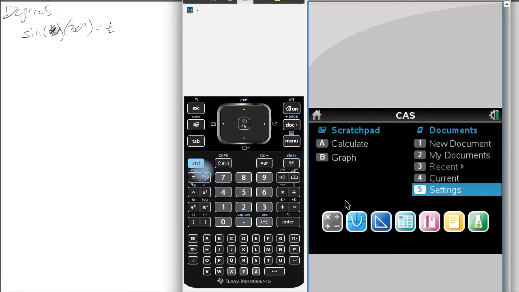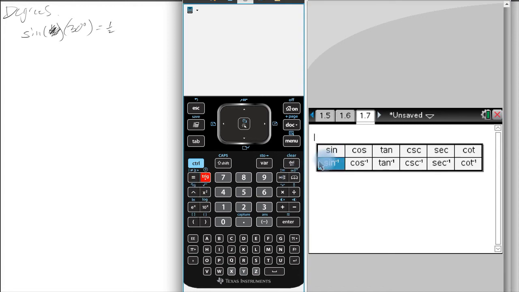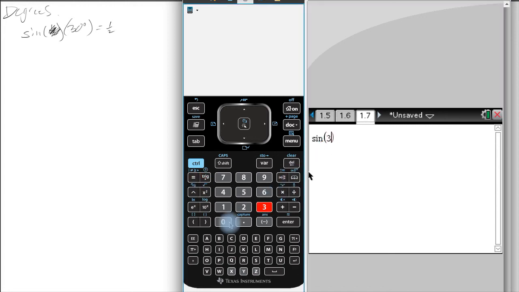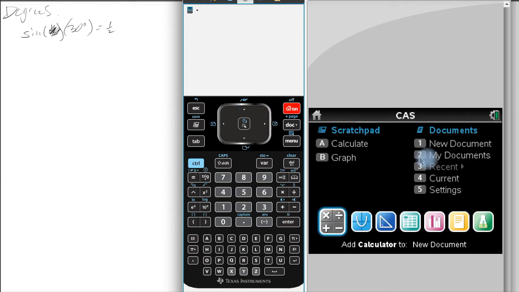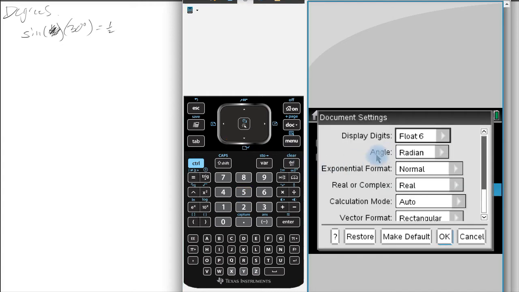Let's get out the calculator page. Trigonometry, sine of 30, this should be a half. And it isn't, so I'm not in degrees. Let's go into menu, 5 for settings, document settings please, and here it says angle. I'm actually in these things called radians. Okay, so what are radians?